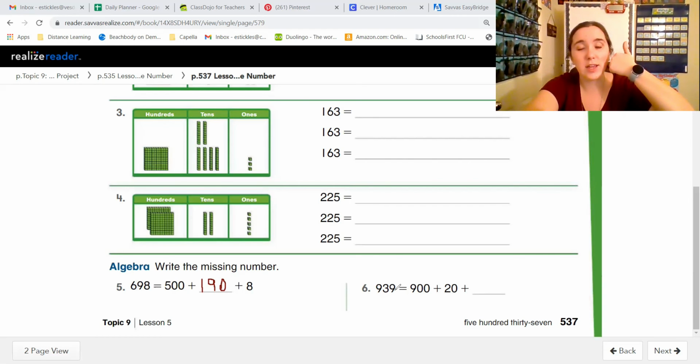But we're going to 939, which is only 1 less than 10. So 920 plus 10 would be 930, plus 9 more would get us to 939, right? And 10 plus 9 is 19. So we would have to add 19 more.